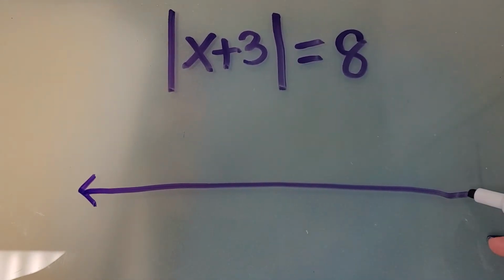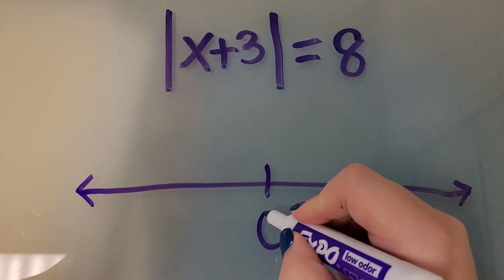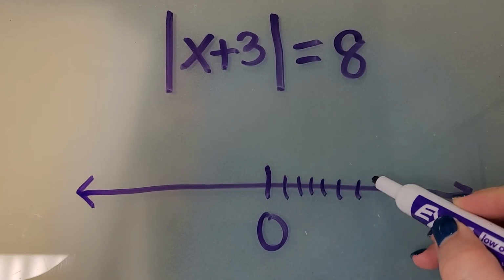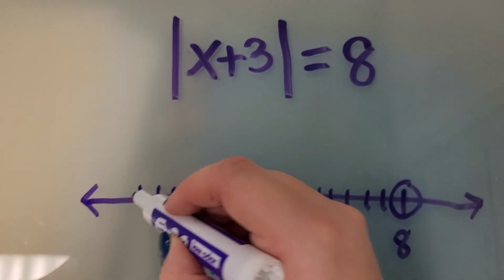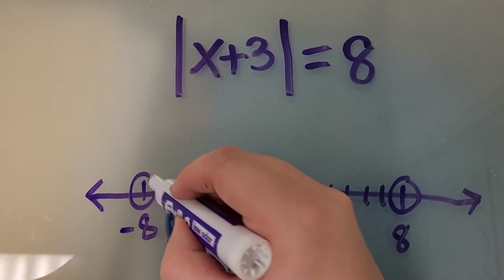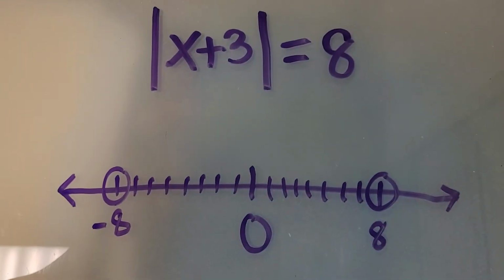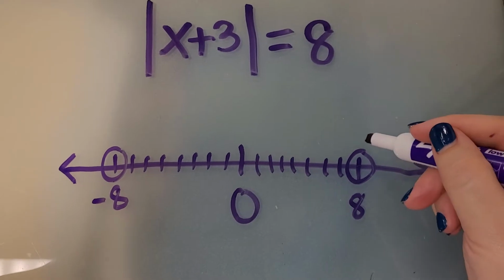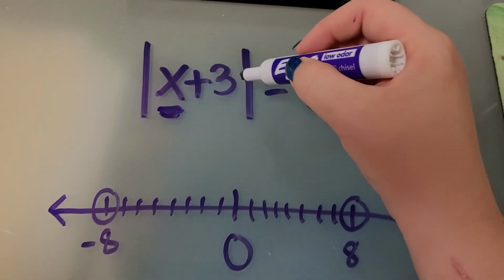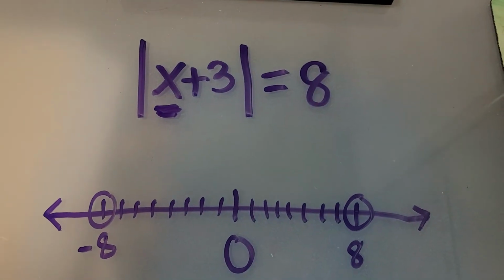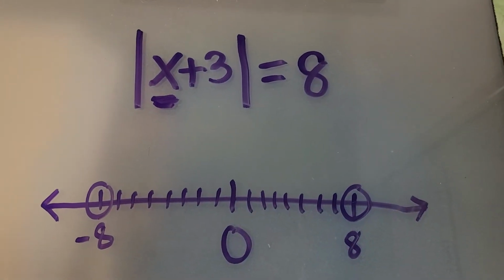So if you think about that, I know that I could have, here's 0, right? So I know 1, 2, 3, 4, 5, 6, 7, 8. Here's positive 8. 1, 2, 3, 4, 5, 6, 7, 8. There's -8. So obviously I'm looking for things that are going to be 8 units from 0. There's one above 0 and one below. But I want to know, what number do I add 3 to and I'm 8 units from 0? Well, that could happen two ways.